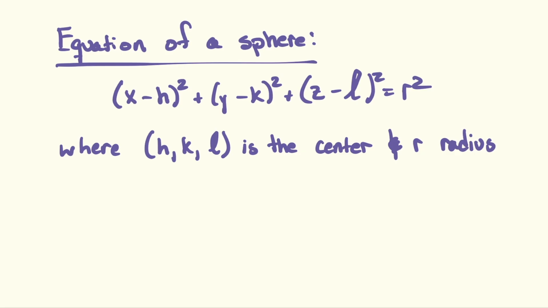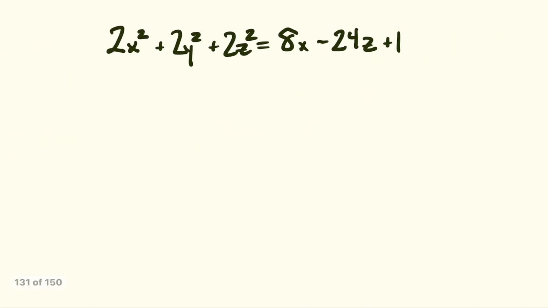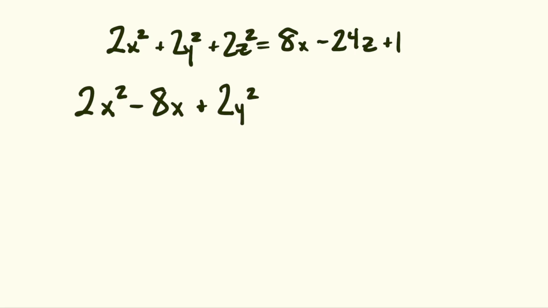So we need to get our equation to look something like that so we can identify both the center and the radius of our sphere. The first thing that we're going to do once we have our equation is move all our variables onto the left-hand side of our equation. Let's group our x's together. So we're going to have 2x² − 8x + 2y² + 2z² + 24z = 1.